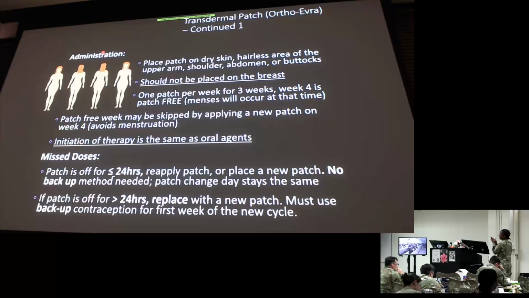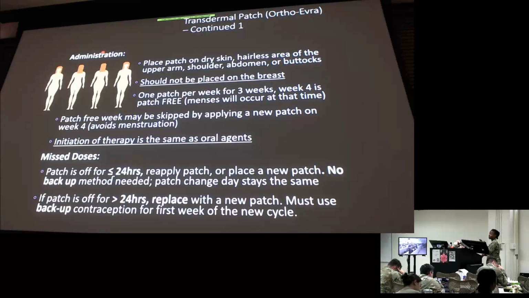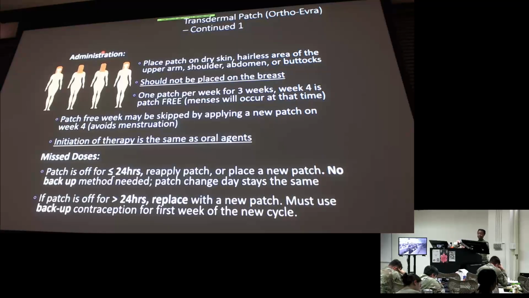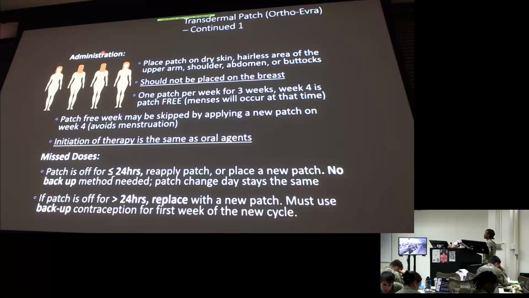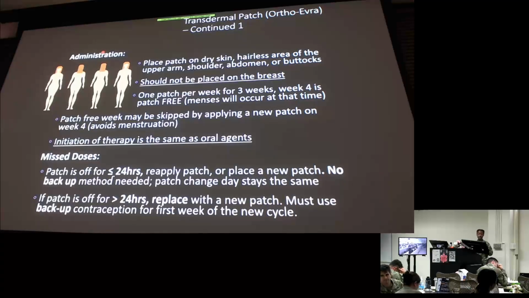Okay? So it needs to be in an area that is not hairy. So hopefully none of these areas that we're looking at here are hairy. If they are, tell them to shave it before they put their patch on. Make sure that they're not putting it on their breasts. We already said that this could potentially, depending on what type of contraceptive we give them, increase the risk of breast cancer in some of our patients.